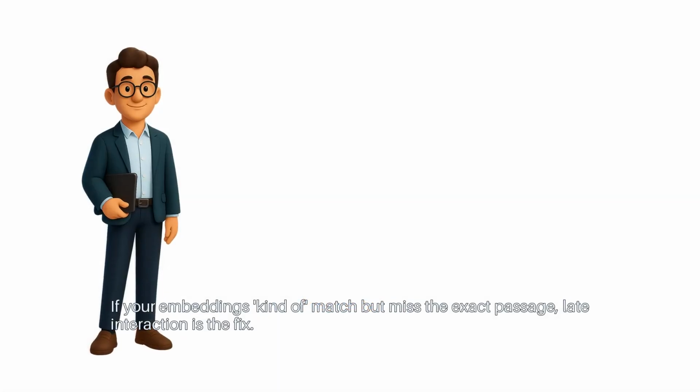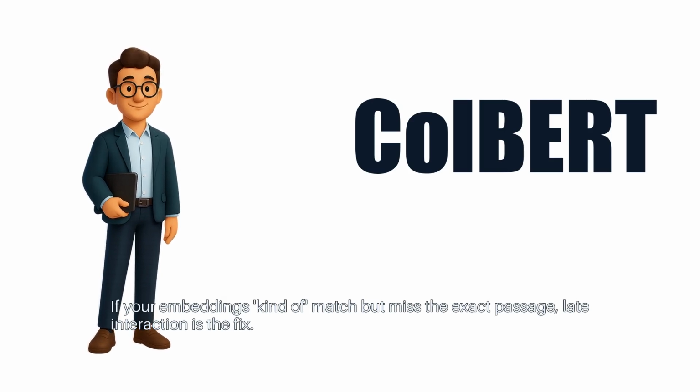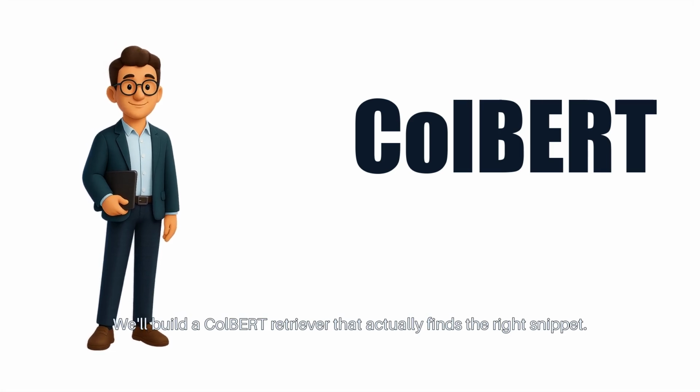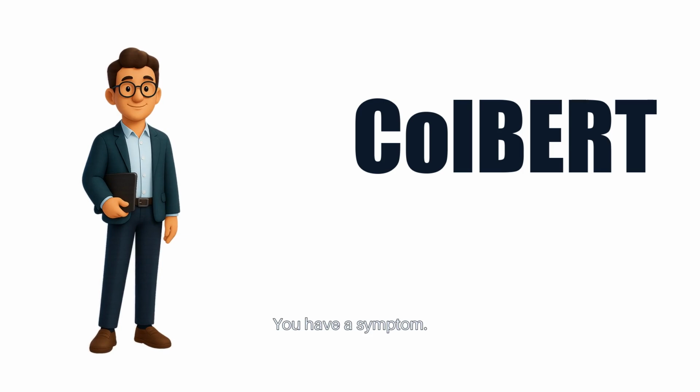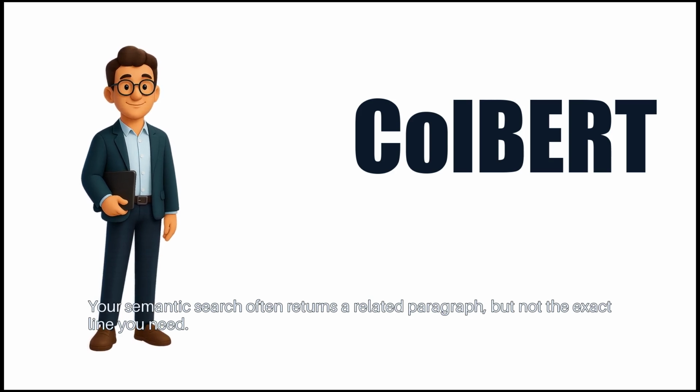If your embeddings kind of match but miss the exact passage, late interaction is the fix. We'll build a ColBERT retriever that actually finds the right snippet. You have a symptom. Your semantic search often returns a related paragraph, but not the exact line you need.